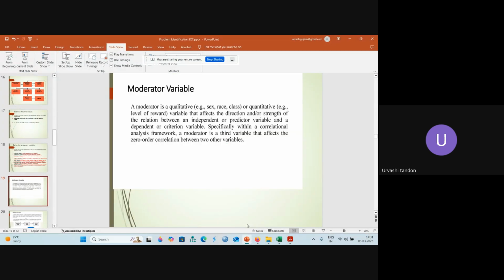Now, the moderator variable, as I said, strengthens the relationship between the dependent and independent variable, right? It gives you a particular direction. Let's say a moderator is qualitative at times, for example age, sex, race, and quantitative, that is the level of the reward, right? That affects the direction or strength of the relationship between an independent or predictor variable and a dependent or criterion variable. Specifically, within a correlational analysis framework, the moderator is a third variable that affects the zero-order correlation between the other two variables.